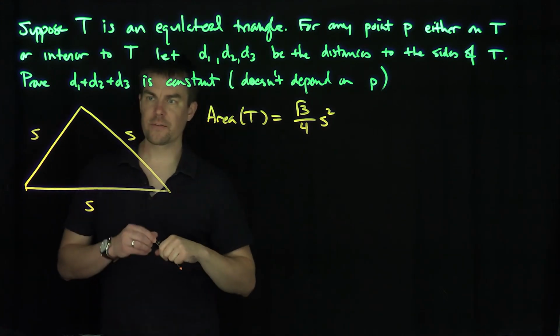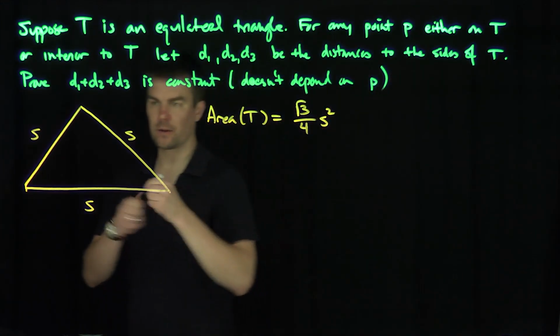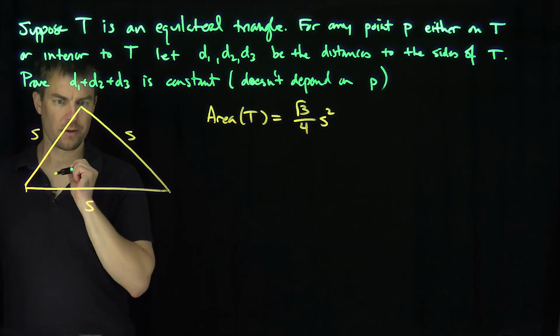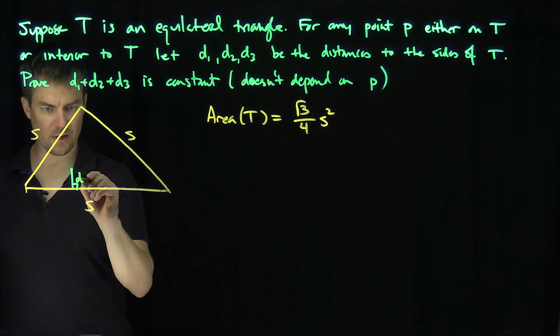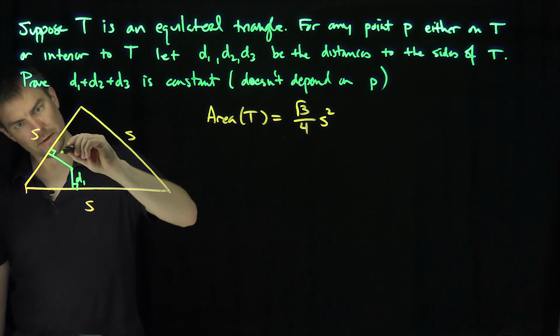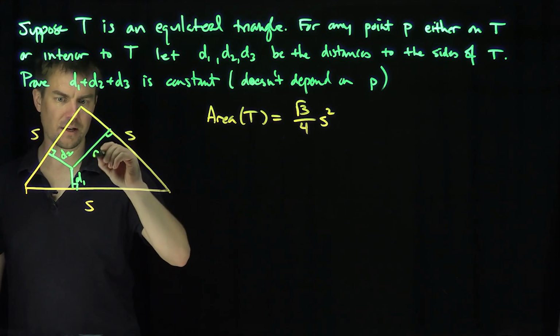Great. Now let's be given a point in the triangle. So I give you any point either in or on the triangle. So let's give this point over here. I'll take this point for example. There's my point P. And then this distance over here will be D1. Then this distance over here will be D2, and this distance over here will be D3.